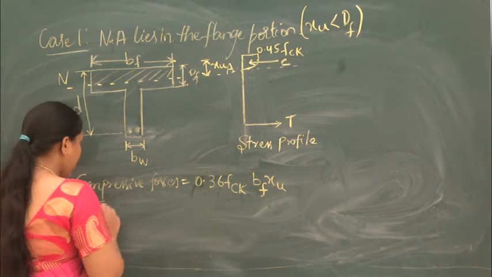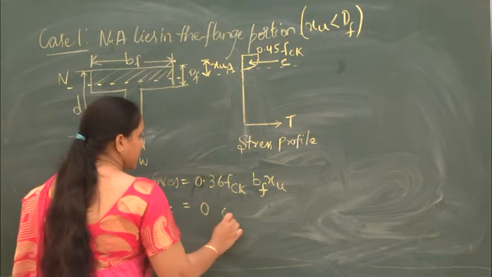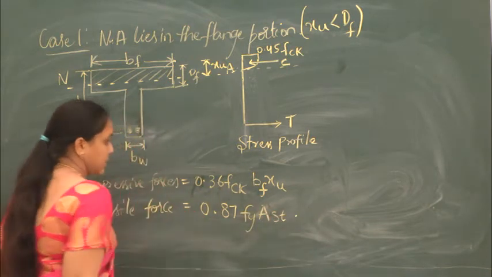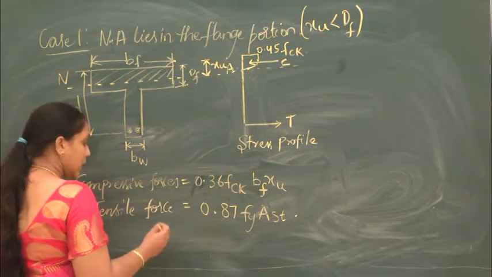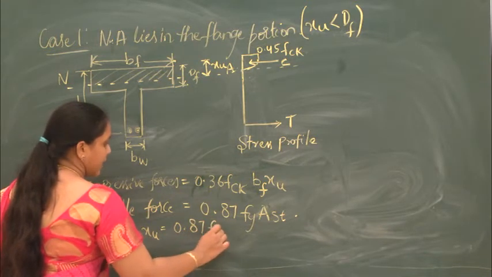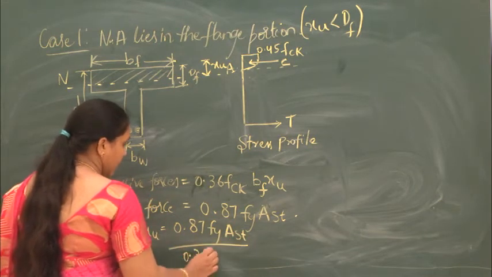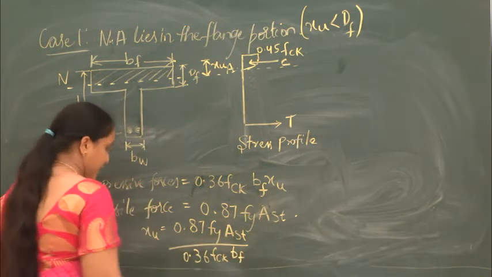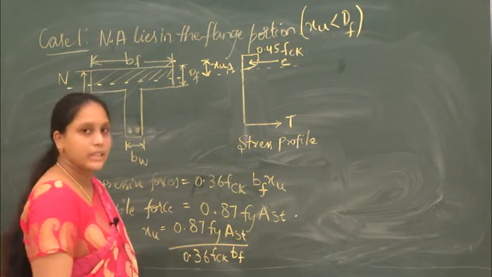What will be the tensile force? The tensile force will be the same, 0.87 fy into Ast. Now equate both these. If you equate both, you will get the neutral axis depth, that is xu is equal to 0.87 fy into Ast divided by 0.36 fck into bf. bf here is nothing but the breadth of the flange. So this is how you can calculate the xu.